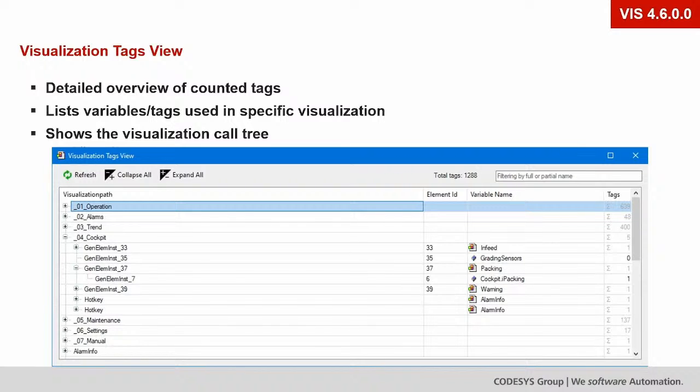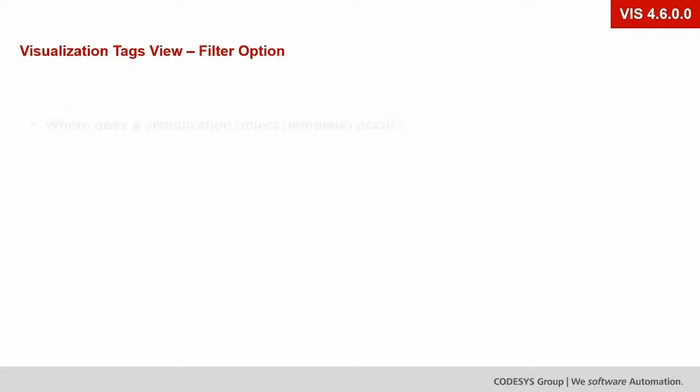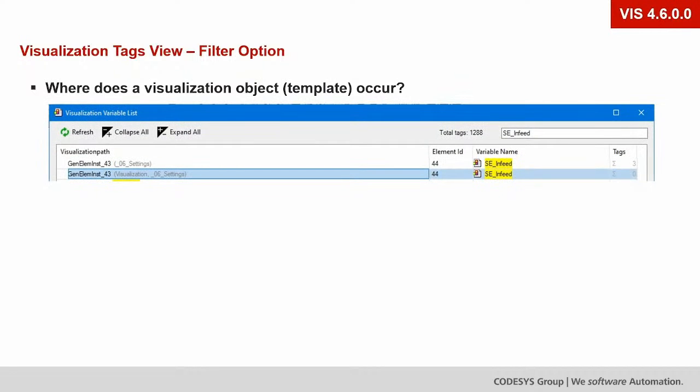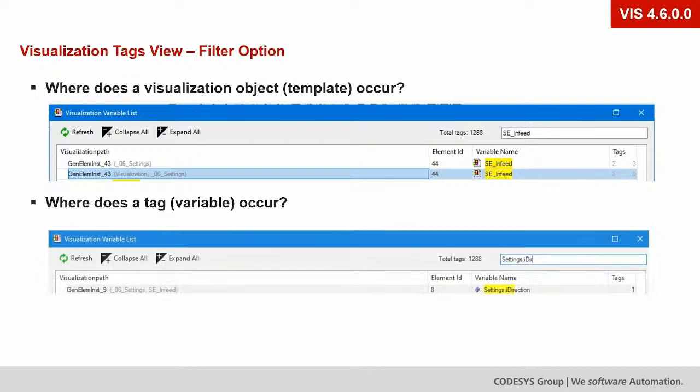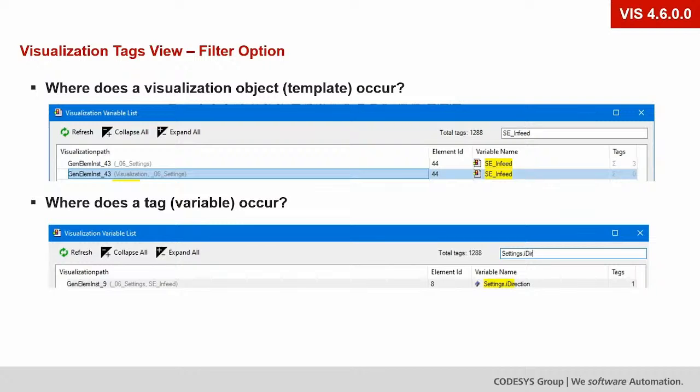If a visualization has a modular structure using frames, this call tree can now be displayed. In the visualization text view, there is a filter field, which can be used for a visualization name as well as for a tag or variable name. The first illustration shows how you can filter according to where a visualization is used. Double-clicking on a row takes you to the visualization and the element. The second illustration shows how to filter by usage locations of a variable.